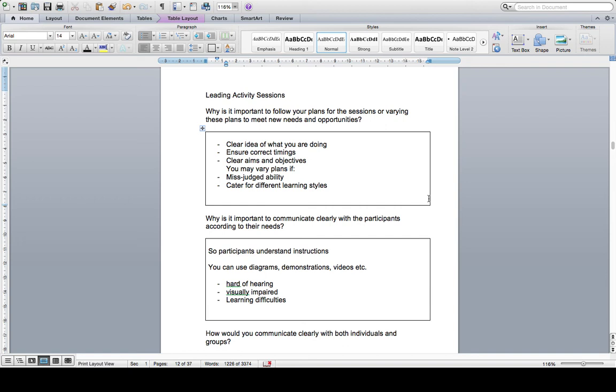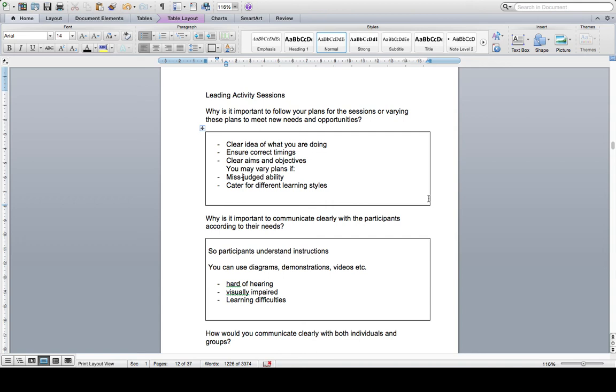Within the question as well, it says communicate clearly according to their needs. Now, you may come into contact with participants that have different needs. Examples of different needs may be, they could be hard of hearing. So in that case, you would maybe want to use a lot more visual and kinesthetic styles, if they can't really hear too well. You could also come into contact with people that are visually impaired, and obviously there are different areas which you could use for that.